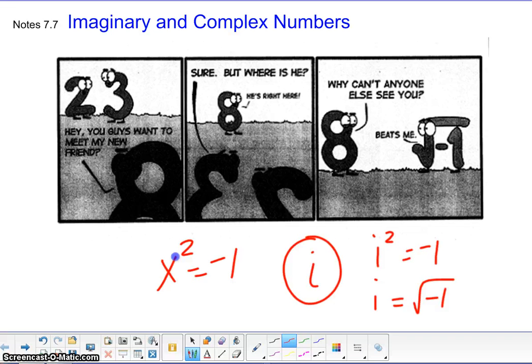So in the cartoon, hey, you guys want to meet my new friend? Sure, but where is he? He's right here. Why can't anyone else see you? Beats me, because there it is. Square root of -1 is imaginary.